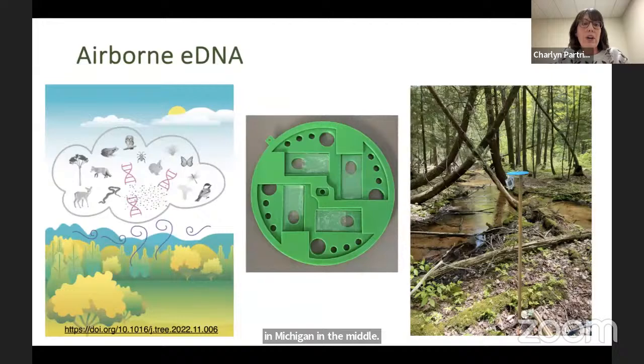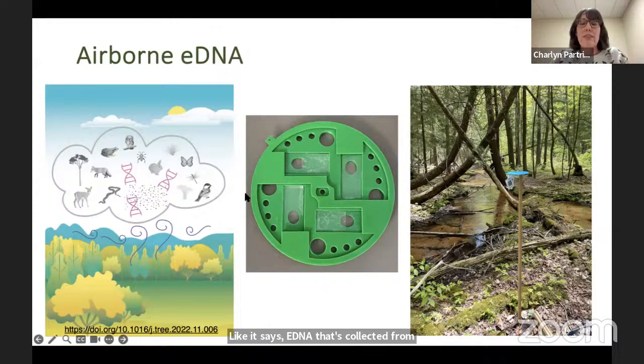So we have been working with state and federal partners, trying to see whether or not we can use airborne eDNA techniques to help with this visual surveying that is conducted within the state. Airborne eDNA is just, like it says, eDNA that's collected from the air.